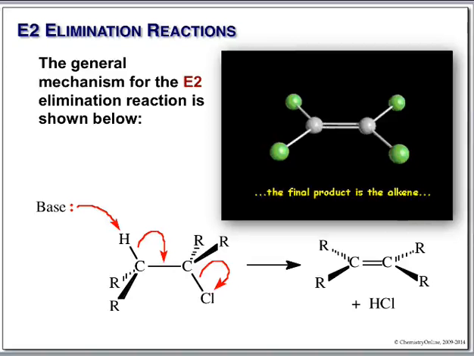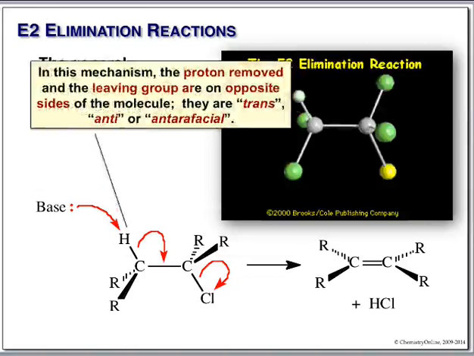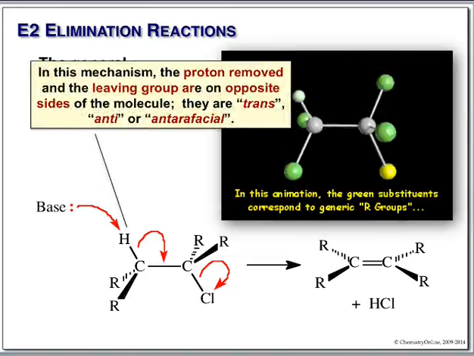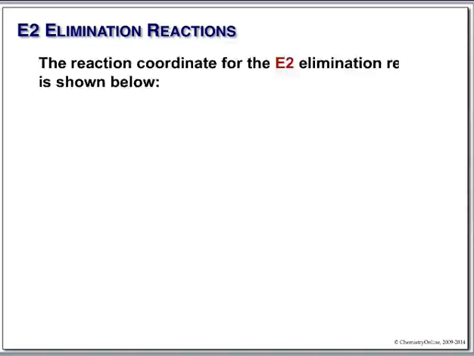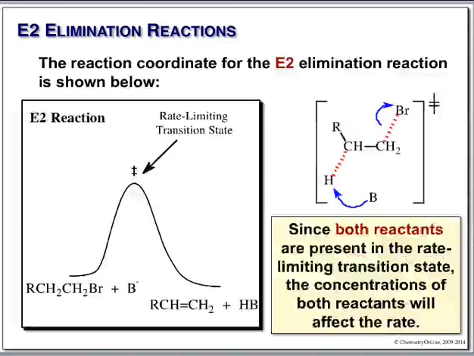Once again, this is a concerted process. So E2 looks a whole lot like Sn2. These guys must be trans. Reaction coordinate looks just like this. One hump, this goes at the same time. Any questions?